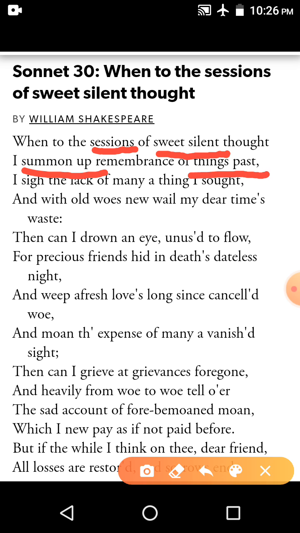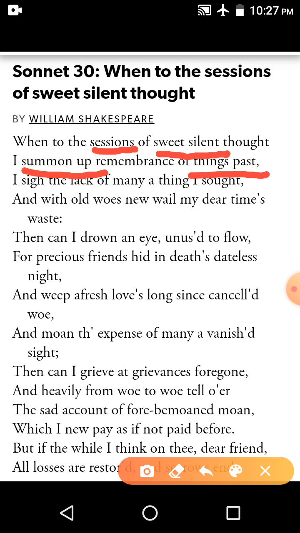I sigh the lack of many a thing I sought. I sigh, I grieve, I cry. I cry for the lack, I cry for the absence of many a thing I sought. I cry for the absence of the things which I had once, but I don't have now. So I regret. I weep on their loss. I feel like crying on the absence, on the loss of those things.